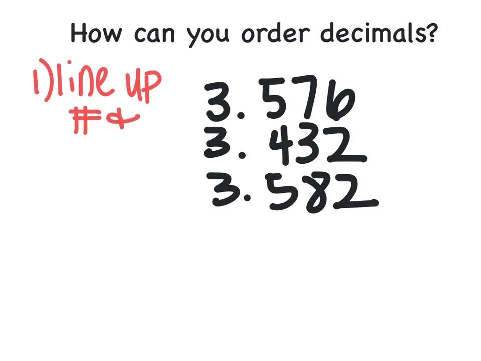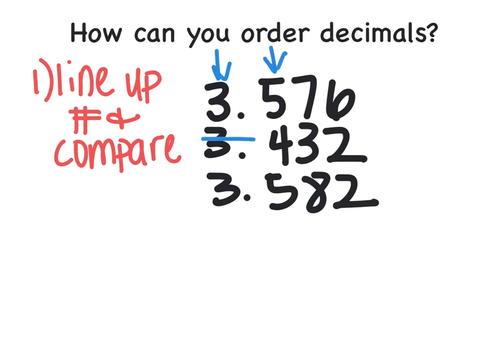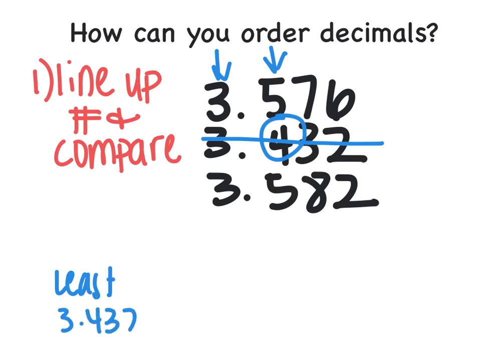And we're going to compare digits of the same place value. So I'm looking at all these ones place values, and they're all three. So that's not going to help me determine which is least and which is greatest. But when I look at the 10th spot, I notice that this middle one has a 4 in the 10th spot, which is smaller than the 5s in the other 10th spot. So I know that the least is 3.432.